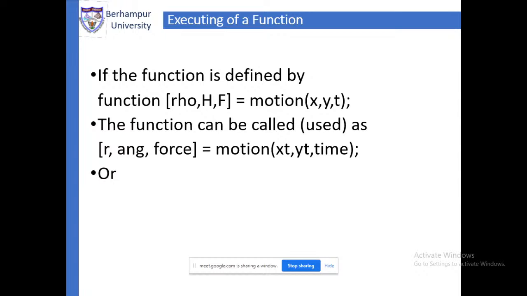Or you can straight write motion of 3.5, 0.001, or you can put any number there, 5, 4.6, 0.1, and like that. You can write that. That is going to give you the output for the function motion, but it will give you a row matrix which has 3 columns.